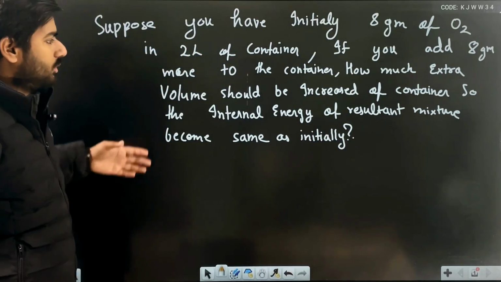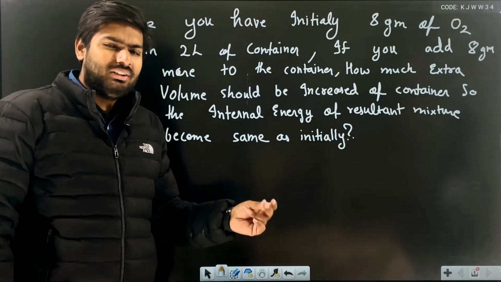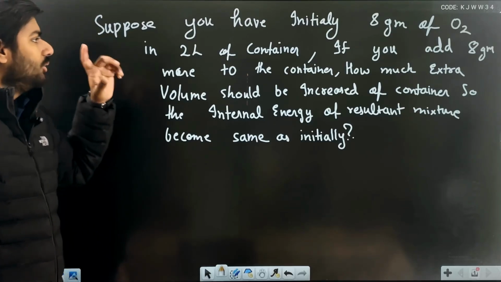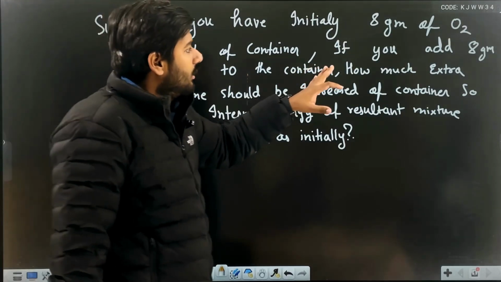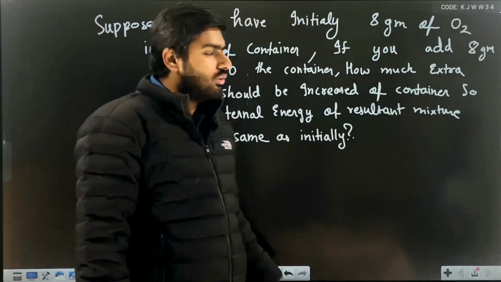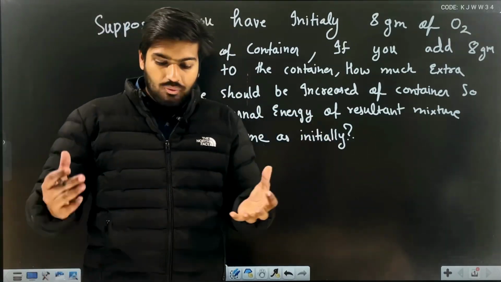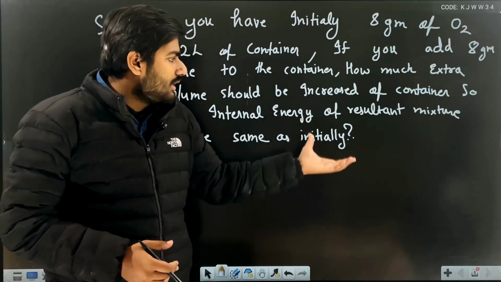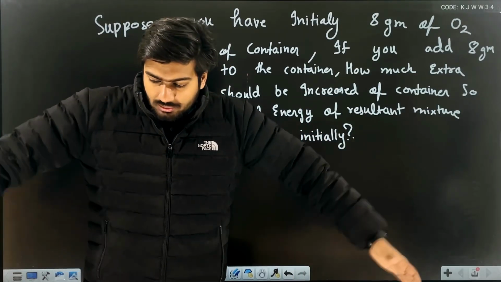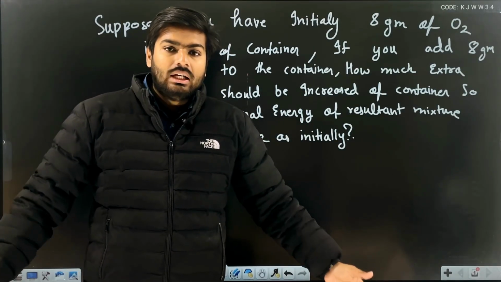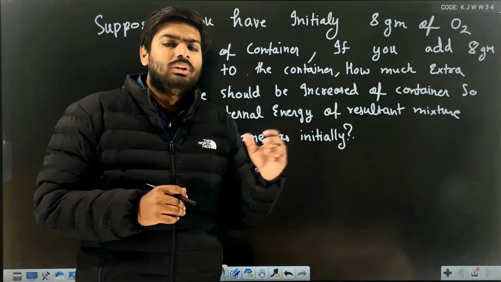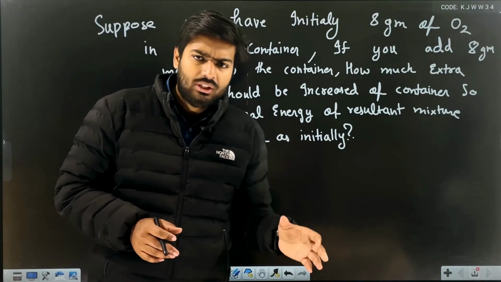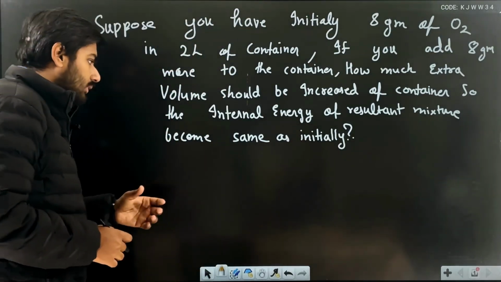I've created a big question, but the answer will be in just a few steps. If you read the whole question, you will see that initially there are 8 gram of oxygen in a container of 2 liters. Now we have added 8 gram more, and the question is asking how much the volume should be increased so that the kinetic energy, or you can say the internal energy of the molecules, becomes the same. So how are we going to do this question?